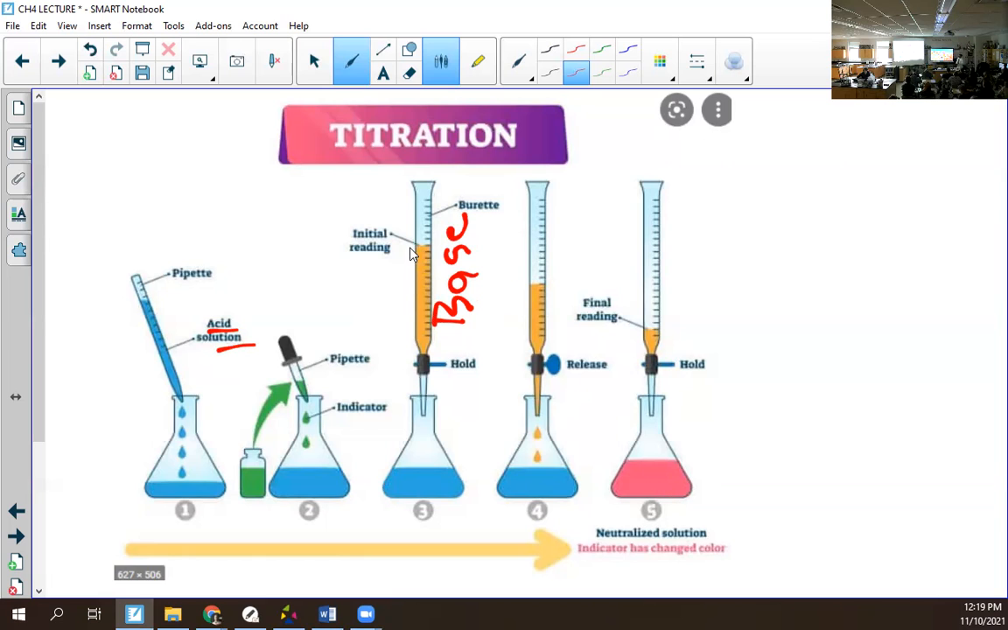If its initial reading was, let's just say, 40, and then down here, let's say it was 8. Sorry, my bad. Then what does the change equal? 32 milliliters. So we'd say it took 32 milliliters to neutralize whatever this was. So far with me? So we measure how much we add.